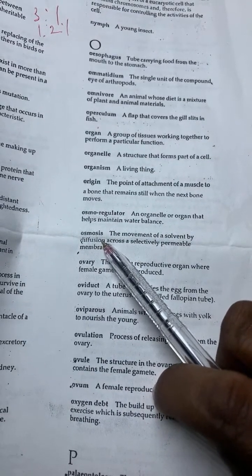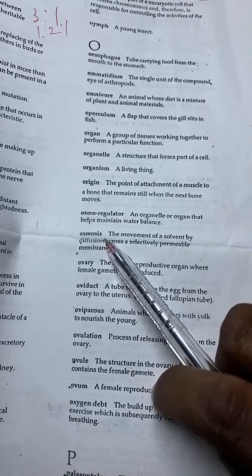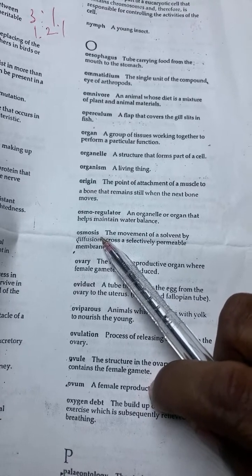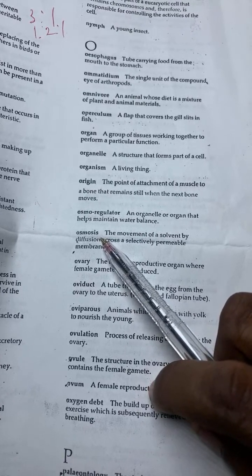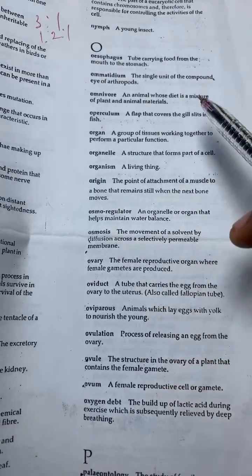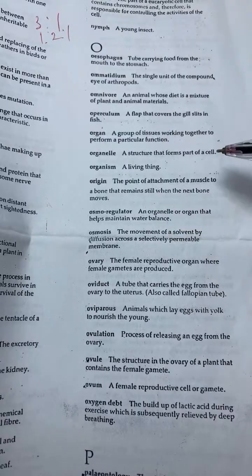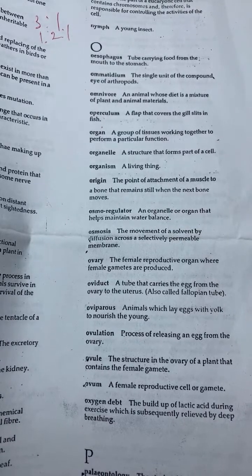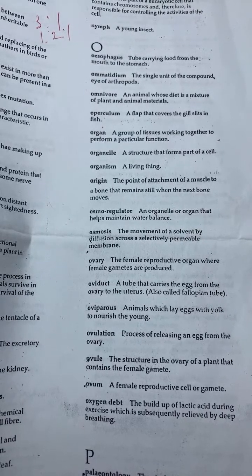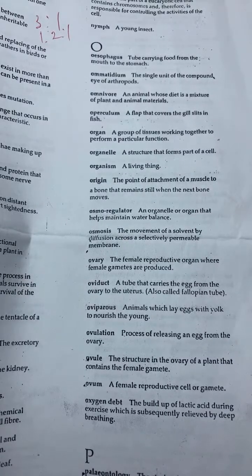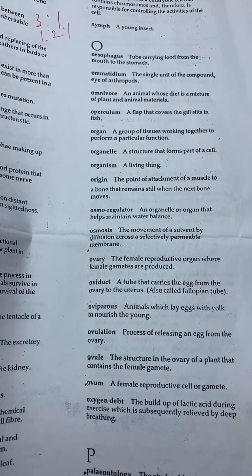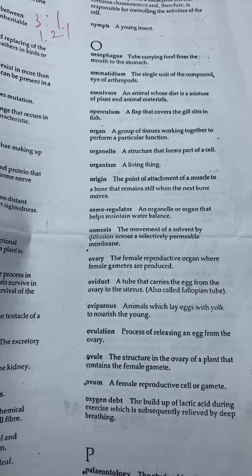Osmoregulator is an organelle or organ that helps maintain water balance. Osmoregulator helps in maintaining what? Water balance. Osmosis, the movement of a solvent by diffusion across a selectively permeable membrane. Across what? A selectively permeable membrane.